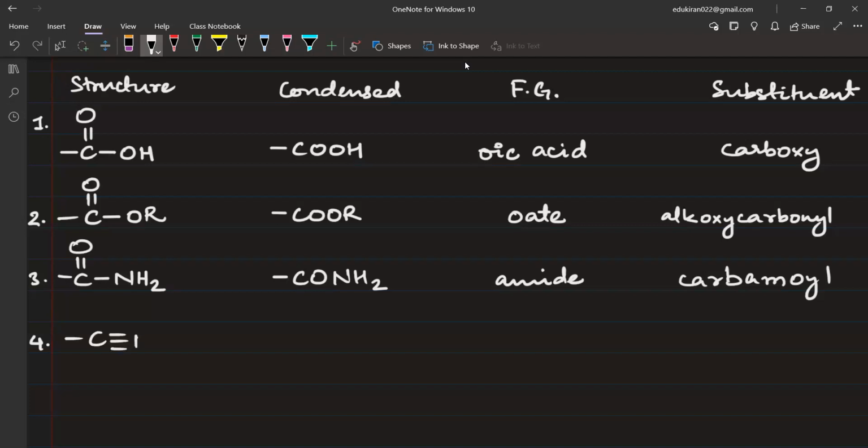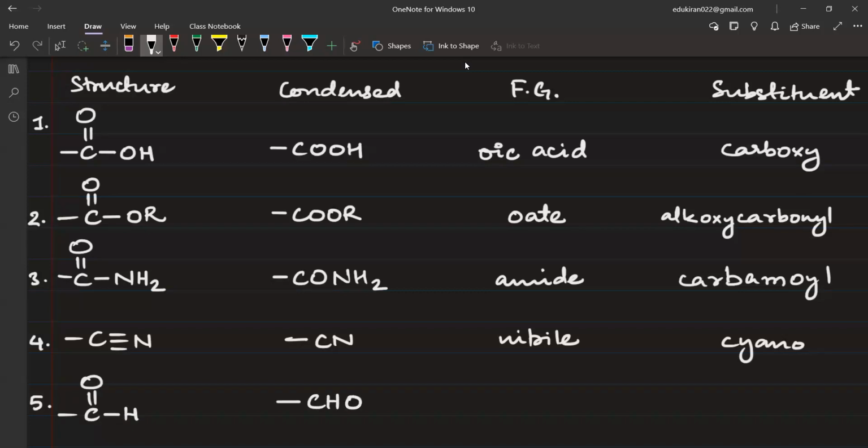C triple bond N, which is CN in condensed form. This is known as nitrile. And if it is present as a substituent, it is known as cyano. Fifth one is aldehyde, that is CHO. Okay, sorry, my bad. I have to write CHO in the full form. So it is going to be carbon with a double bonded oxygen atom and a hydrogen atom like this. The condensed form will be CHO. This is known as al, and it is known as oxo.